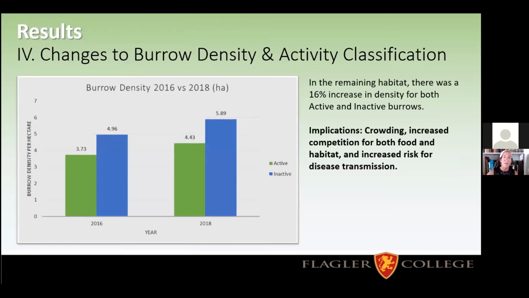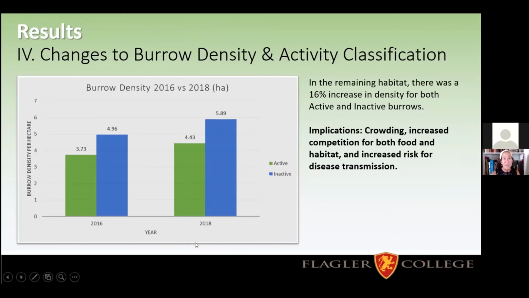Finally, we have our changes to the burrow density. And in this case, again, the y-axis shows you the burrow density per hectare. The x-axis is year, and the comparison of the density per hectare. So in 2016, the density of active burrows was lower than it was in 2018. That means there were more burrows per area. Think about how much the area was reduced, the 30% reduction in area. That might explain why the gopher tortoises have to move more closely together into a more densely occupied area.